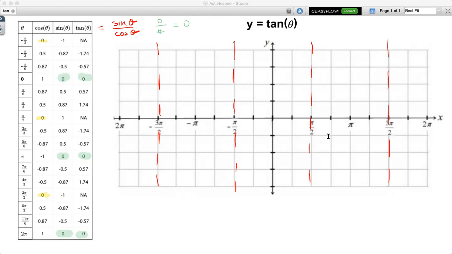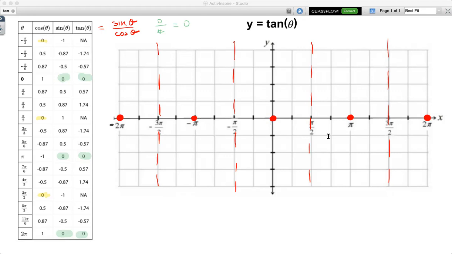So again, I know it's at 0 here. I know it's at pi. I know it's at 2 pi. I also know it's at negative pi. And I know it's at negative 2 pi, right? Notice that negative pi and negative 2 pi weren't actually on my table, but because I know that I can plot these zeros, if you will, at all multiples of pi, I'm able to plot those right here. Okay, next question.